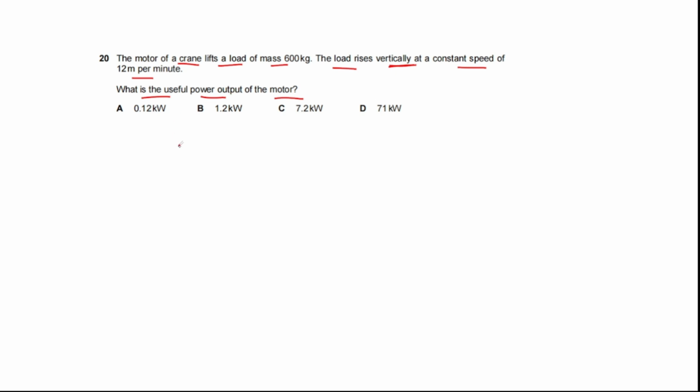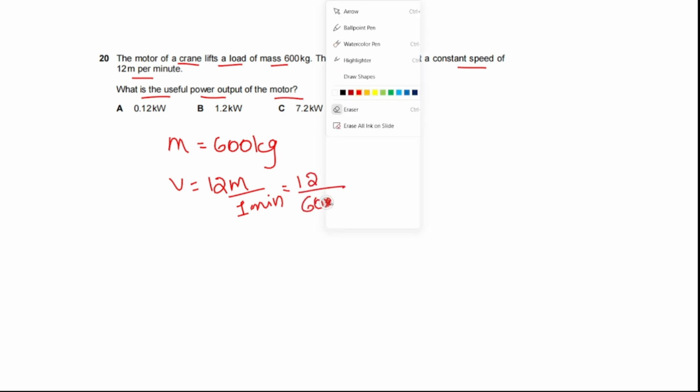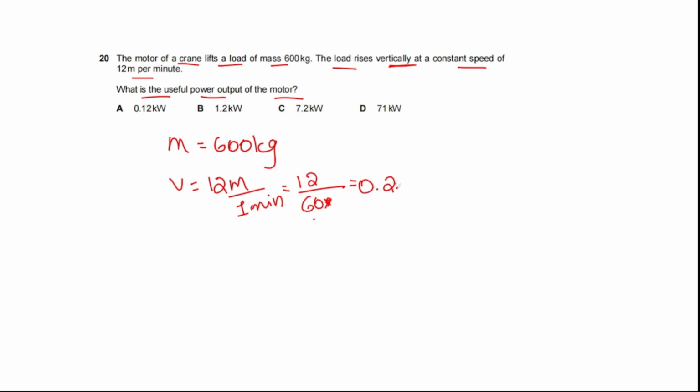So the useful power output you can find out, since the mass is given as 600 kilograms and the speed is 12 meters per minute. So per 1 minute it moves 12 meters. You can convert this minute into seconds, which is 60 seconds. So 12 divided by 60 is 0.2 meter per second.